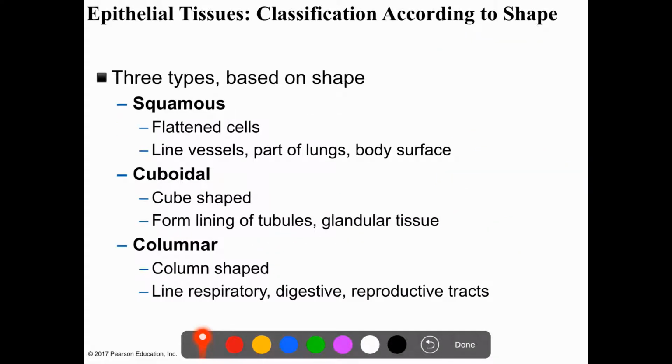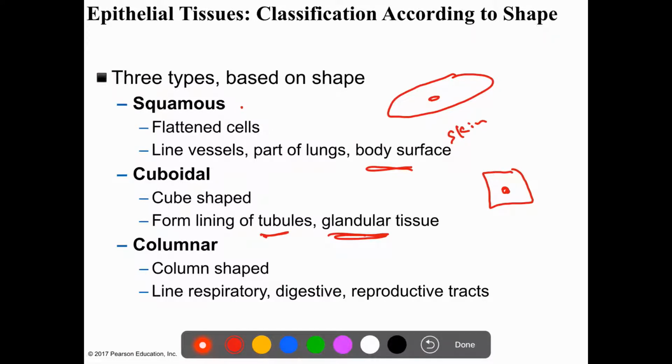Let's move on to see the different types of epithelial tissue. Now we are talking about their classification. We classify them based on their shape. We have squamous cells. These are flat cells. They line vessels, part of the lung, and they cover the body surface, like we said, like skin. Skin is made out of squamous cells. Then the second type, cuboidal cells. These are cube-shaped cells. They line tubules and glands in our body. These are usually cuboidal cells.